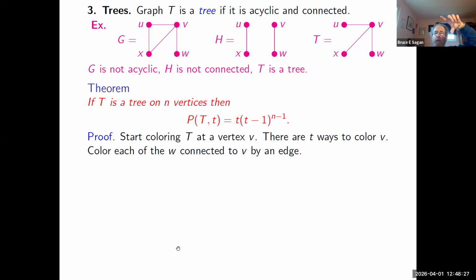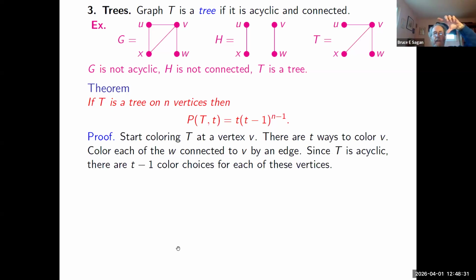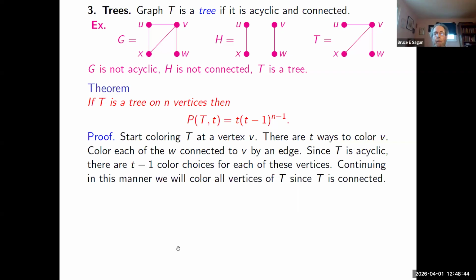First of all, color each w connected to v by an edge. Since it's acyclic, there's going to be t minus 1 choices for each of those vertices, right? Because no two of those vertices can be adjacent, since they were both adjacent to v. And then just keep doing it, working outward. And that will eventually color the whole graph because it's connected. And each of those n minus 1 vertices therefore has t minus 1 choices, which gives you that factor. Okay, so that's very nice.